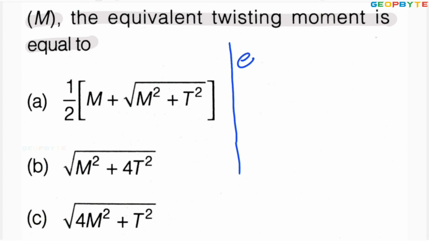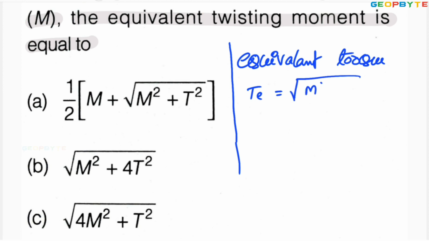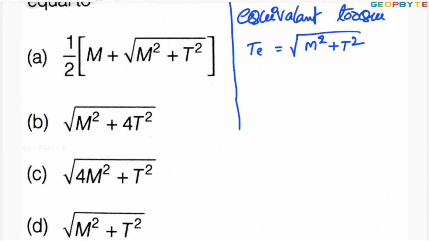The equivalent torque or equivalent twisting moment TE equal to root over M square plus T square. Similarly, equivalent bending moment.